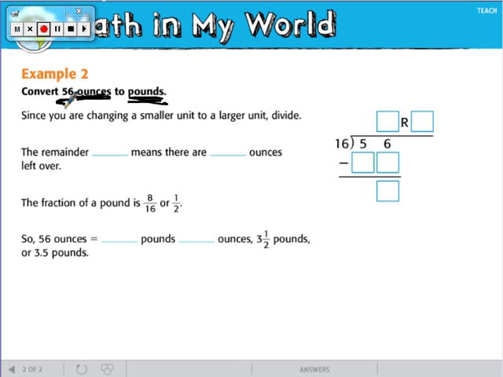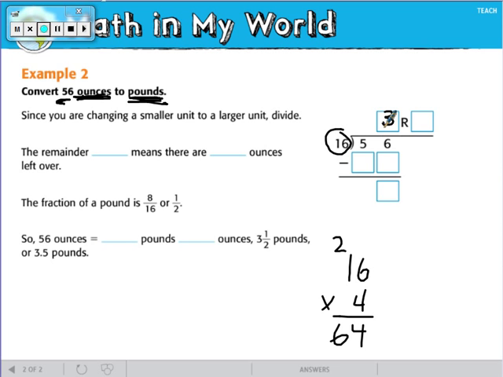So I have 56 ounces, and I'm going to divide that by 16. They already set it up for us. So 16 goes into 56 how many times? Let's try 4 times 16 first. 16 times 4 is 64. Can we put 64 up here? No, so it's not 4. What's it going to be? It's going to be 3.